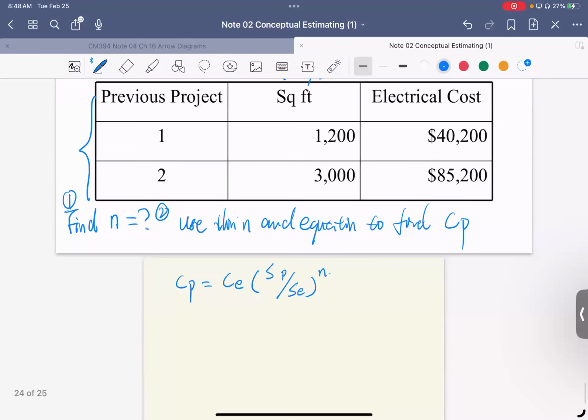So given this information, can we do this? We treat this one as CP and this one as CE. This is the size of your existing, and that is the size of your proposed. If we can do this, then we can put in the numbers and we will get 85,200 equals 40,200 times 3,000 divided by 1,200 to the power N. Does that make sense? So we just put the information into this equation, right?